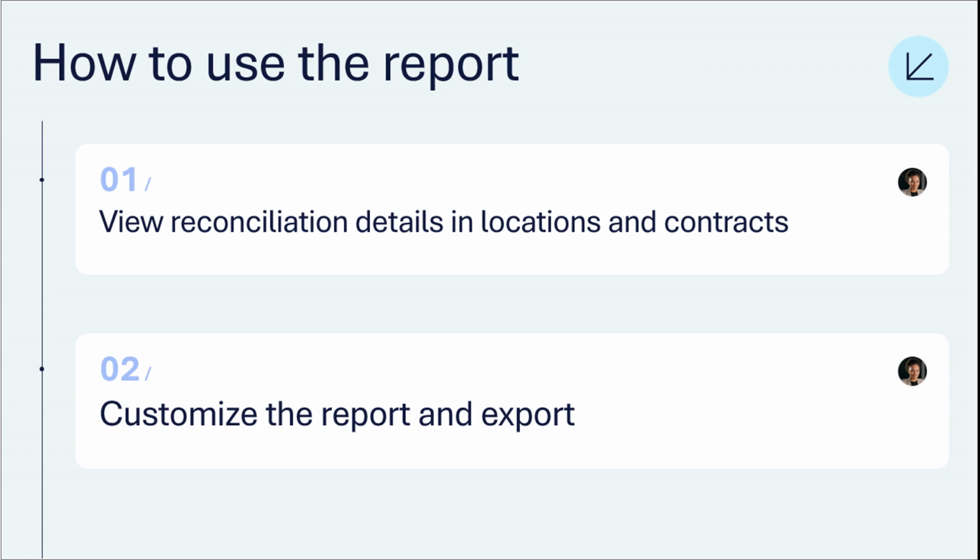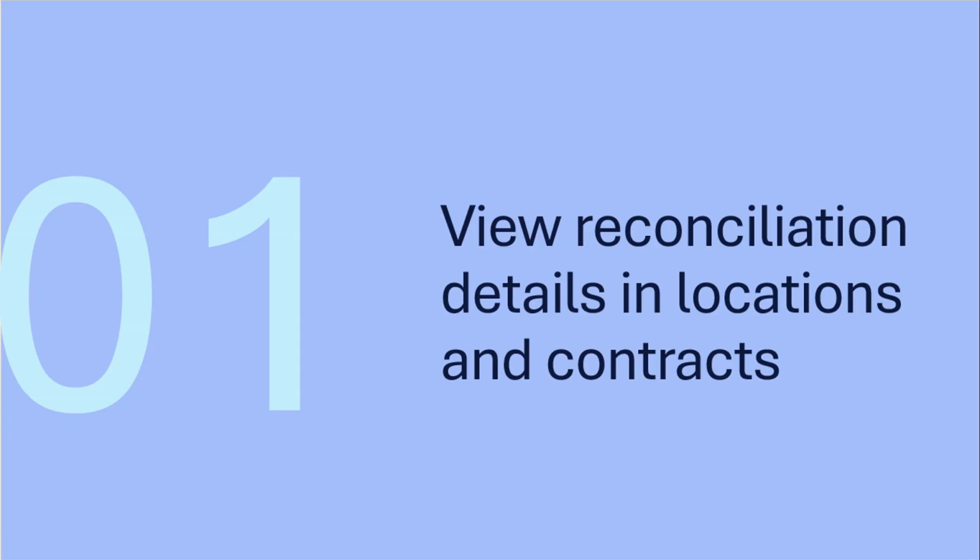I'll start by showing you where to find all the information that's available in the report directly in the location and contract. Then I'll show you where to find the Operating Expense Reconciliation Report, as well as some tips on how to customize the report for your needs. First, I'll show you where to find reconciliation information in your location and contract.